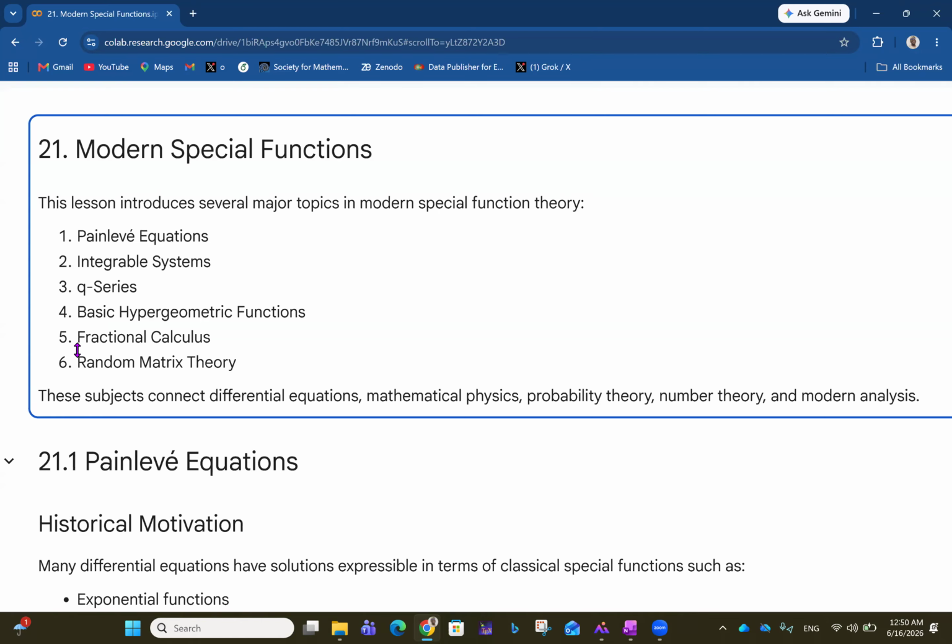In fact, I think I'm getting an inspiration from here to do a whole playlist on fractional calculus. Let's see how that goes.